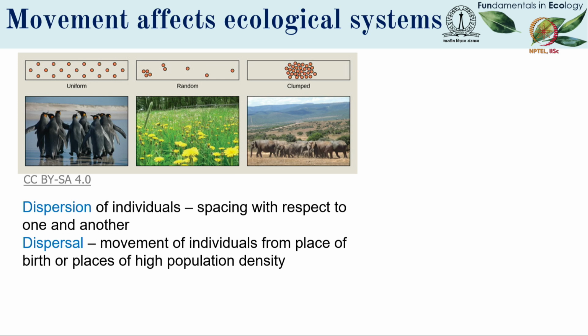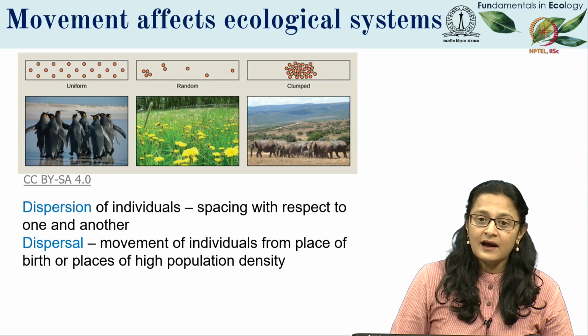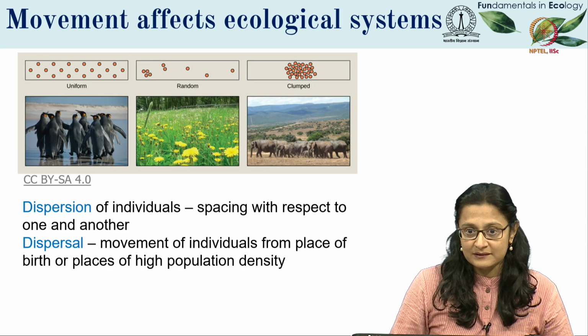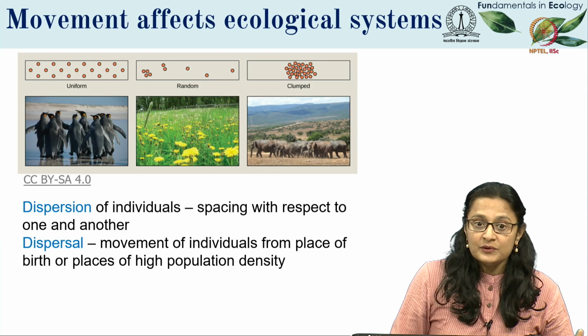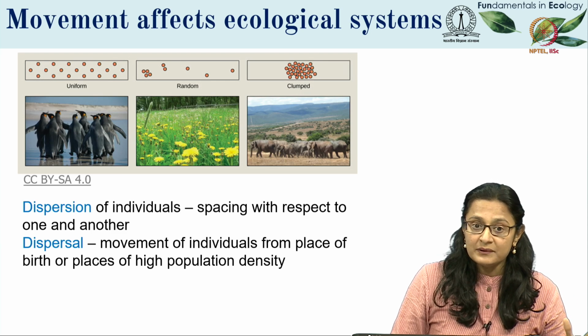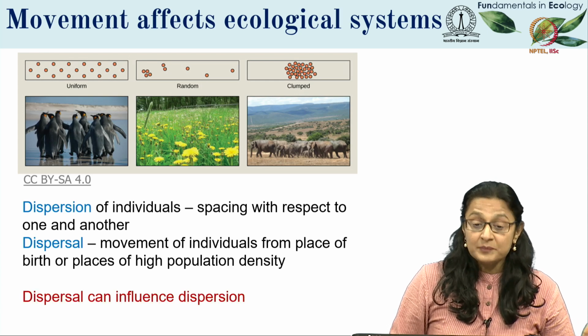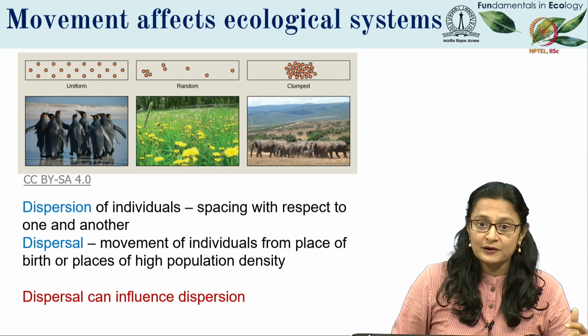I've already shown you this figure before that describes the dispersion of individuals, meaning the spacing with respect to one another. And I talked about this figure when we were discussing competition and how species that compete versus species that don't would have different dispersion patterns. Today I want you to think about this figure in light of dispersal, which is the movement of individuals from their place of birth or places of high population density. Dispersal can influence dispersion of animals within a system or within their environment.